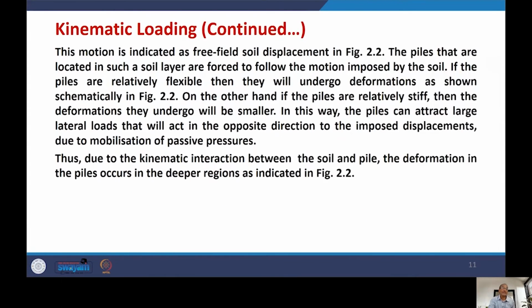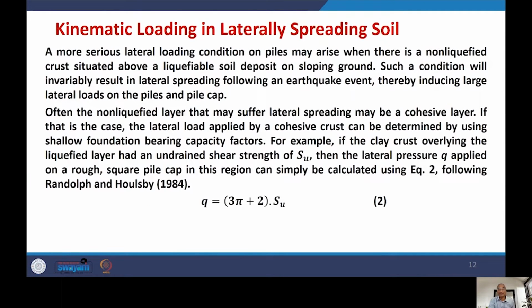Now continuing with that, for kinematic loading in a laterally spreading soil, a more serious lateral loading condition of piles may arise when there is a non-liquefied crust situated above a liquefiable soil deposit on sloping ground. Such a condition will invariably result in what is called lateral spreading during an earthquake event, therefore inducing large lateral displacement on the piles and pile cap.